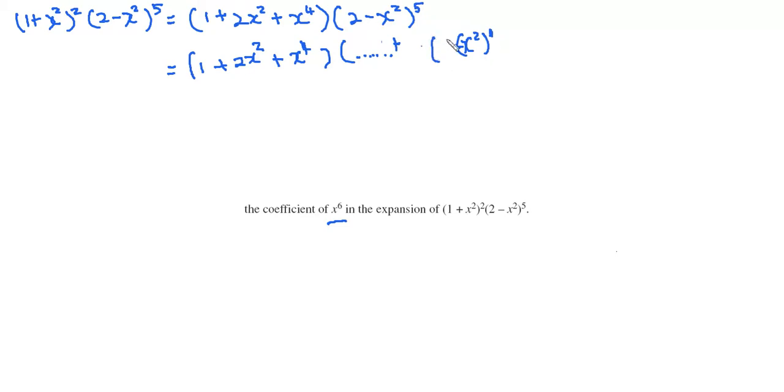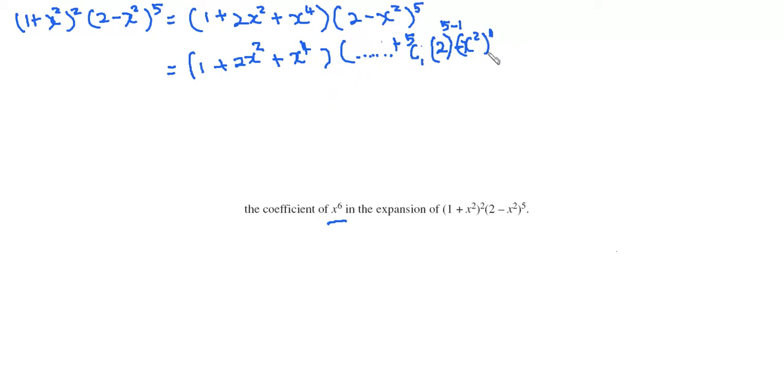Then your a will be 2. Then your n will be 5 minus 1, and then this will be 5C1. So 2 times 1 gives you the x^2 term, multiplied by the x^4 term. This will generate the first x^6 term.